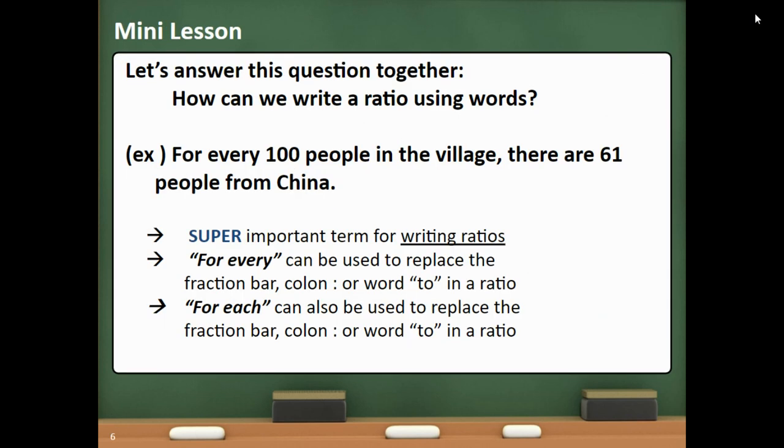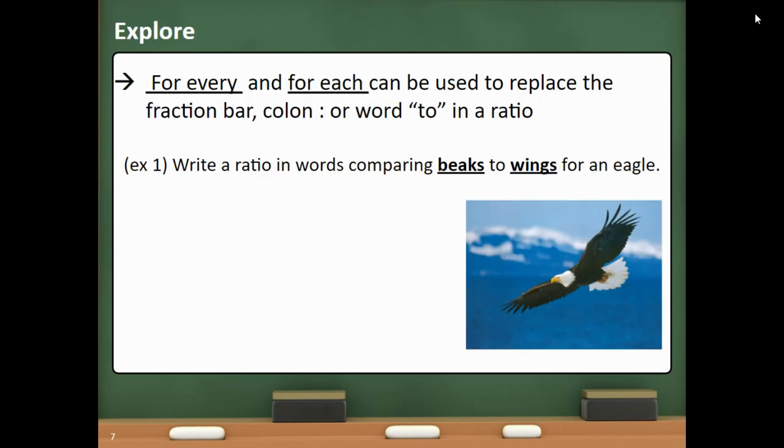So we're going to answer the question together. How can we write a ratio using words? Our example is for every 100 people in the village, there are 61 people from Asia. A super important term for writing ratios is "for every." It can be used to replace the fraction bar, colon, or word "to" in a ratio. "For each" can also be used to replace the fraction bar, colon, or word "to" in a ratio.